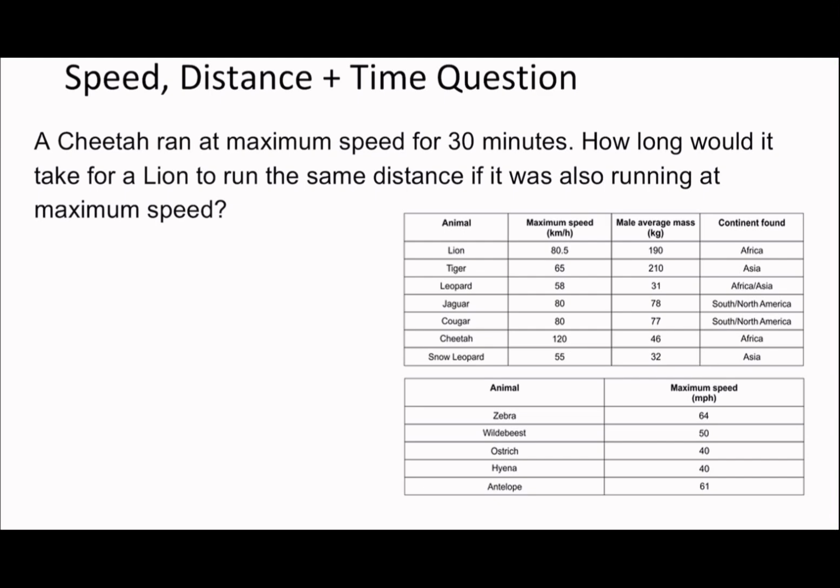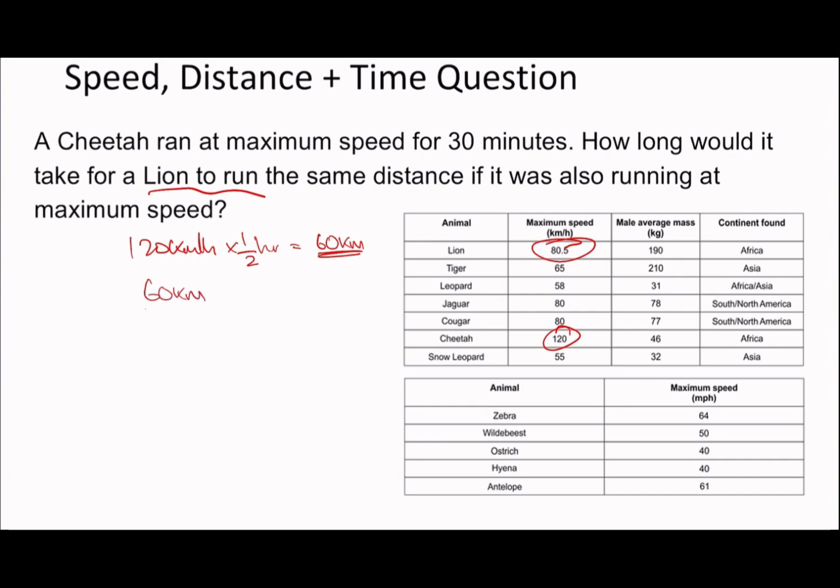How long would it take for a lion to run the same distance if it was also running at maximum speed? So cheetah, okay, at maximum speed for 30 minutes, so it travels 60 kilometers, because 120 kilometers per hour times half an hour, which is going to be 60 kilometers. So you don't need a calculator for that, you can do that easily in your head. How long would it take a lion to run the same distance?